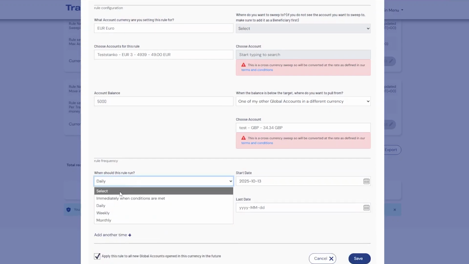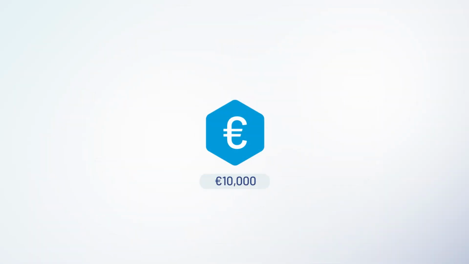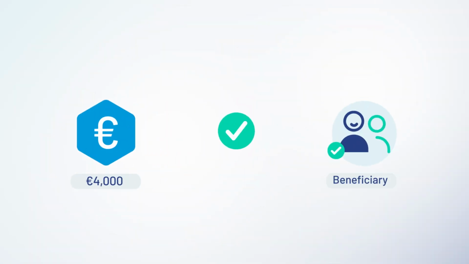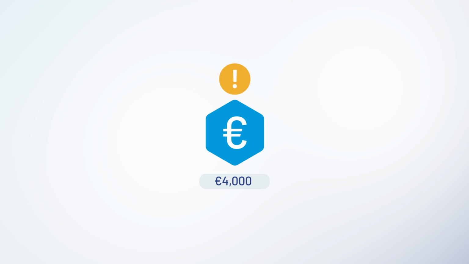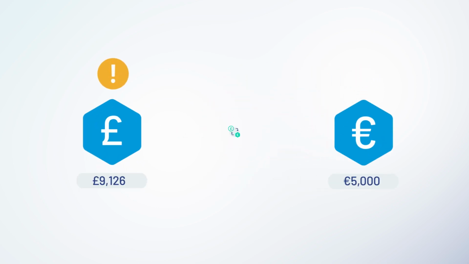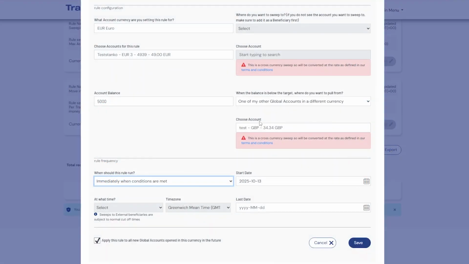Options include immediately when conditions are met, so that any time the account balance drops below the specified amount, the rule will sweep funds. Other conditions can also be set up on a daily, weekly, or monthly basis at a specific time. In our example, we've chosen immediately when conditions are met, so that when our account balance in the Euro Global account falls below €5,000, funds will be immediately transferred from our GBP Global account to maintain our balance. Please note that it is the user's responsibility to ensure that funds are available in the GBP account for the rule to function as intended.